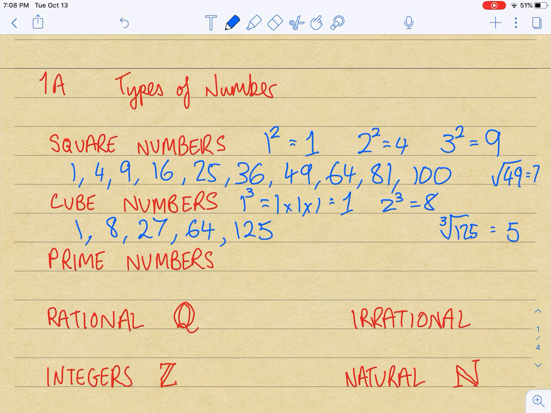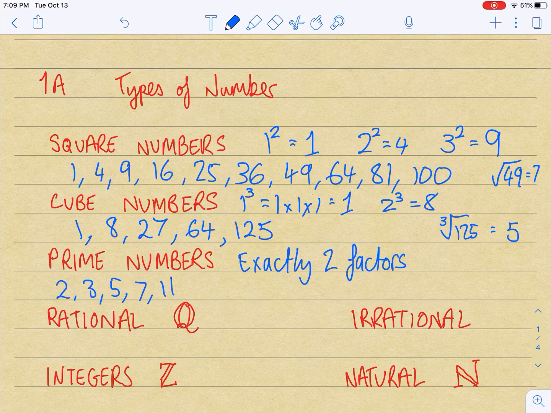All right, prime numbers. Prime numbers are numbers with exactly 2 factors. That's the official rule for these. So they're numbers that can only be divided by 1 and themselves. Now, the first prime number is not 1, it's 2, because 1 doesn't have 2 factors, it's only got 1. So it's 2, 3, 5, 7, 11. 9 is not a prime number because it can be divided by 3. No even numbers other than 2 are prime because they can all be divided by 2.